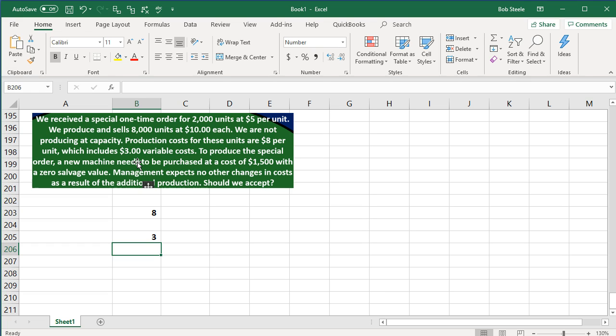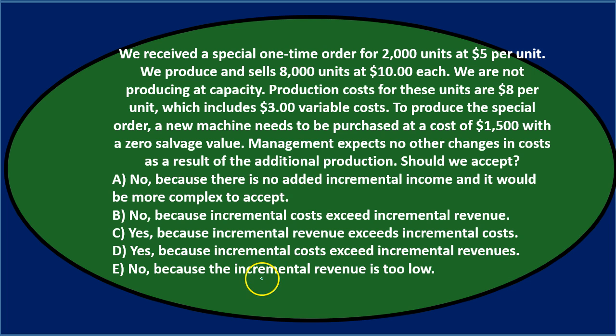So the relevant cost is going to be the $3. It's less than the offer price of $5. So if this is a one-off offer and it doesn't affect our other market conditions, then accepting it would increase our net profit. So we're going to say yes, because incremental revenue exceeds incremental costs, which is C.